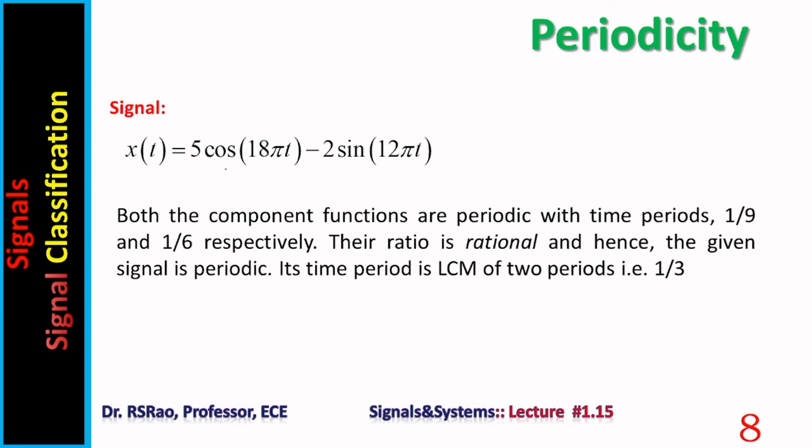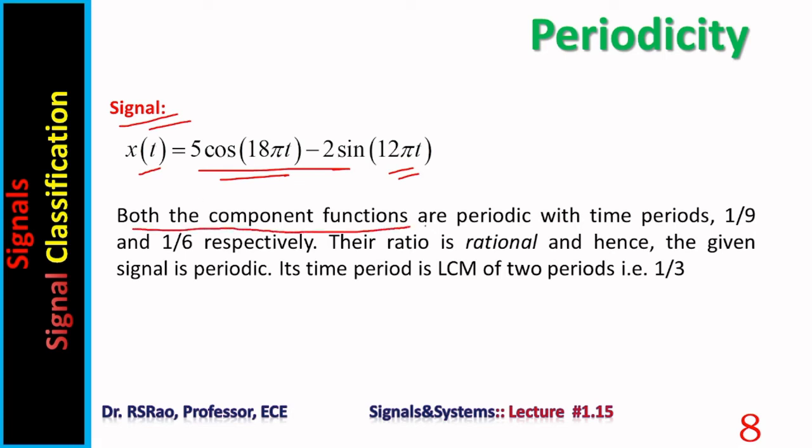Another problem: determine the periodicity and time period of the signal x of t equal to 5 cos 18 pi t minus 2 sin 12 pi t. Here in the signal there are two components. One is 5 cos 18 pi t, another is 2 sin 12 pi t, and both are periodic. Let us see whether the combination signal is periodic or not.